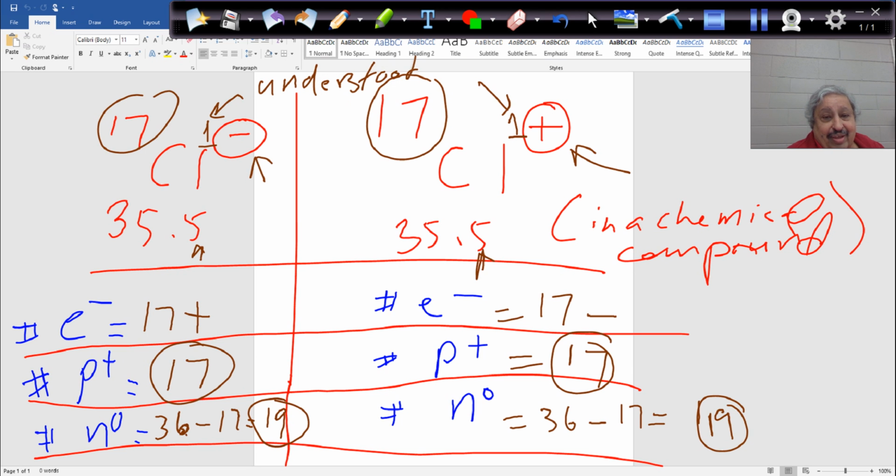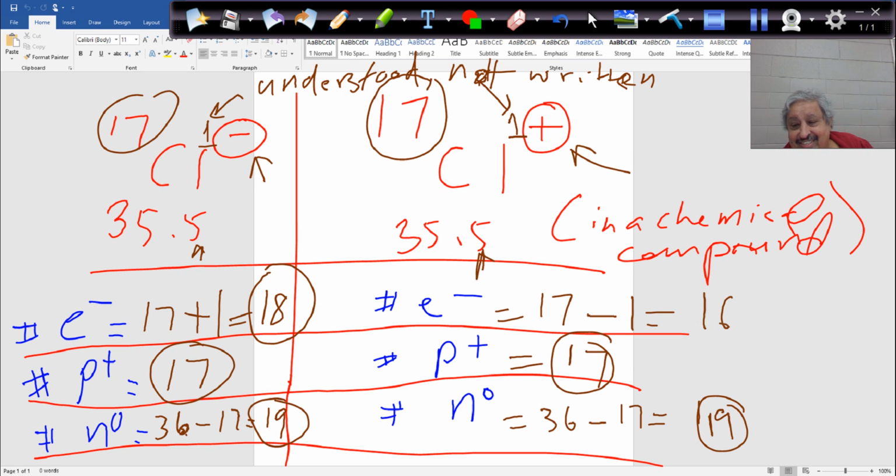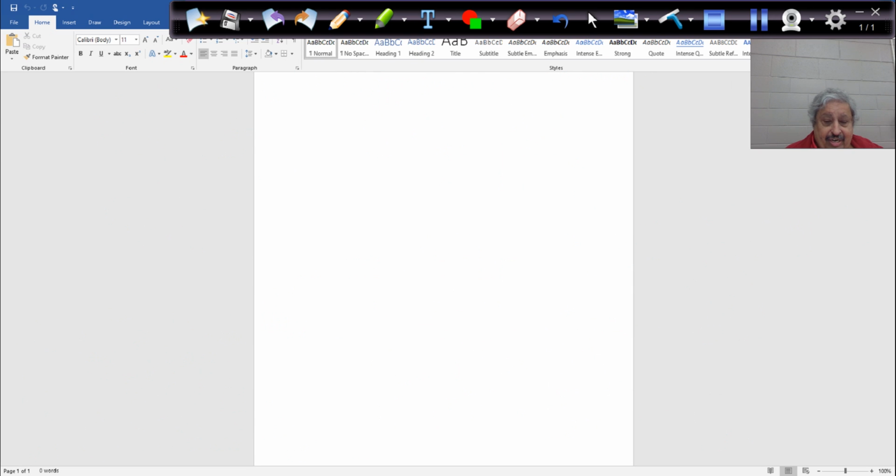Understood, not written here. Okay, plus 1, and this minus 1. So plus 1, how much? 18. And minus 1 is 16. So that will end up with these charges on the elements. Everybody is following me here? Okay, good. So let's take this one out and see how far we are.